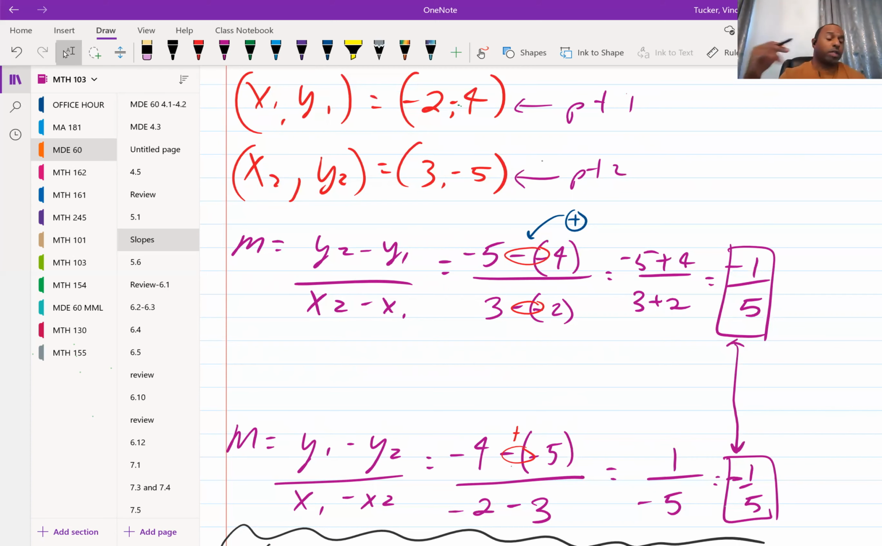If y2 is first on top, x2 is first down bottom. If y1 is first on top, that means x1 is first down bottom.